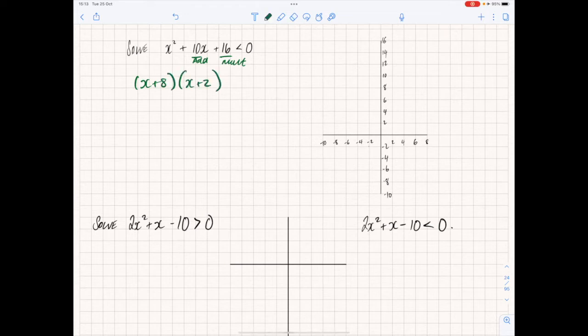So we're saying (x + 8)(x + 2) is less than 0. So therefore we're saying x + 8 = 0 or x + 2 = 0. So x is equal to -8, or x is equal to -2. And let's plot those two points there. So we've solved it, so we've got our roots. I know my y-intercept is at 16.